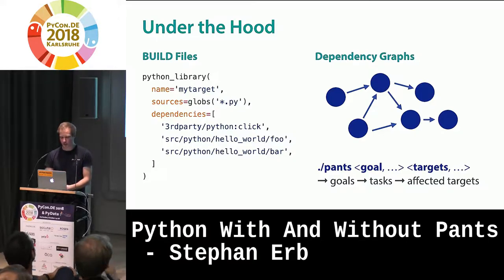And last but not least, you have a list of dependencies. For example, one dependency would be I depend on click for my command line parsing. Or you could say I depend on other libraries in the same repository. For instance, hello world foo, hello world bar, and I depend on that to build my CLI, for instance.